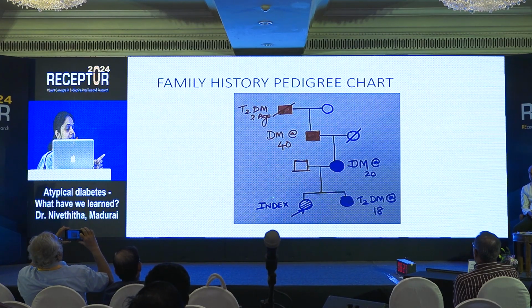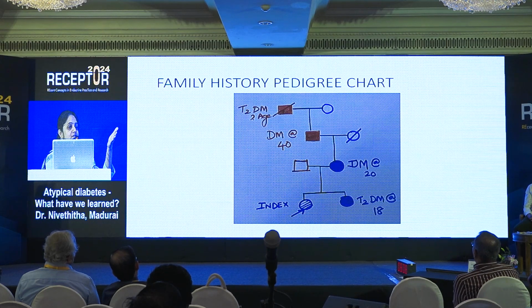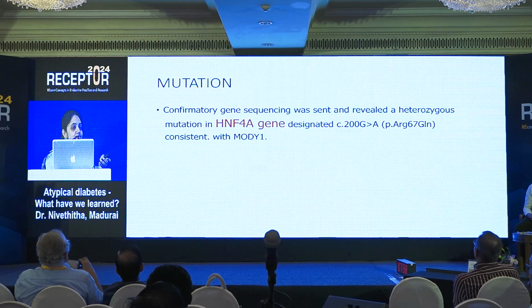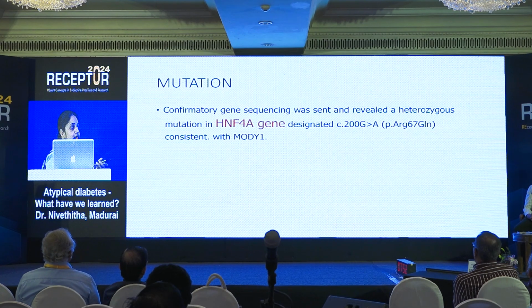This is our index patient who has had diabetes at 18 years, and she also has a sister who had diabetes at the same 18 years and was branded as type 2. If we look here, her mother has diabetes at a younger age and her grandfather has diabetes, and in the previous generation they are not very sure, but this is a 3-generational pedigree chart where everyone has diabetes, especially the first degree relatives at a younger age. Based on this, we do genetic testing, that is gene sequencing, which picks out that she has MODY1 with an HNF4A gene mutation.